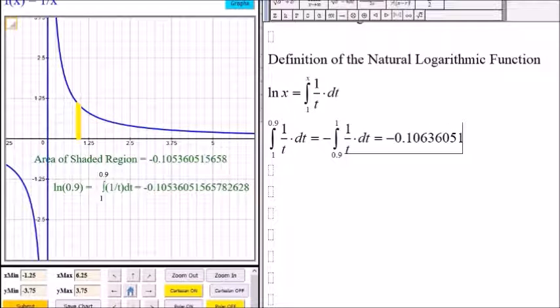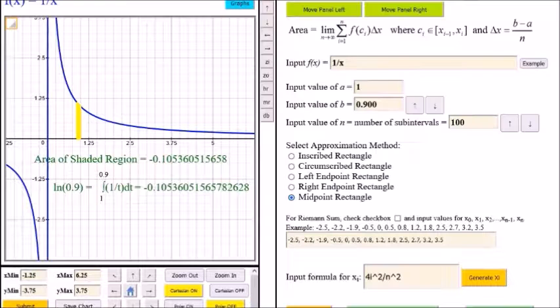And so that's why it's equal to negative 0.110536051. The area from 0.9 to 1 is defined as a negative area with this function right here. And so the natural log of 0.9 would be negative 0.1053. And then this is the area from 0.8 to 1, and it's defined as negative 0.223, the natural log of 0.8.